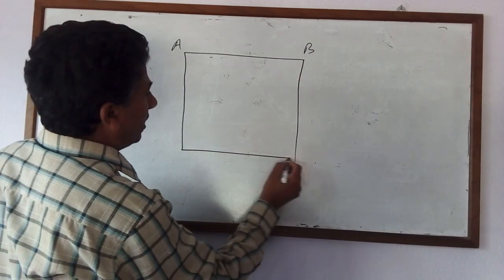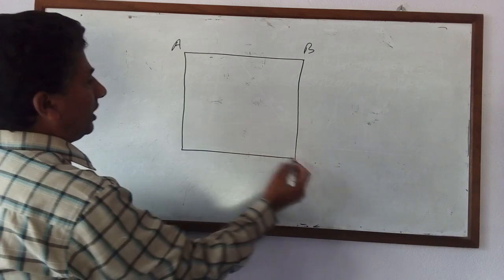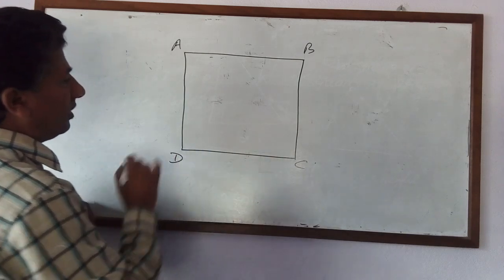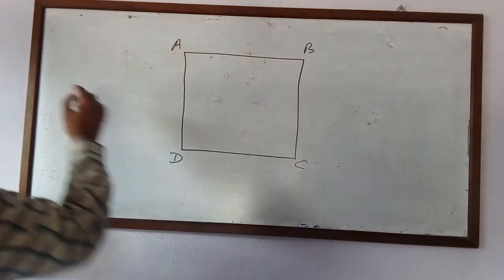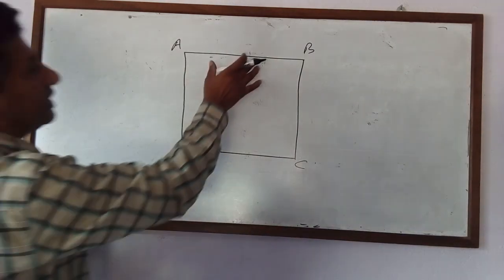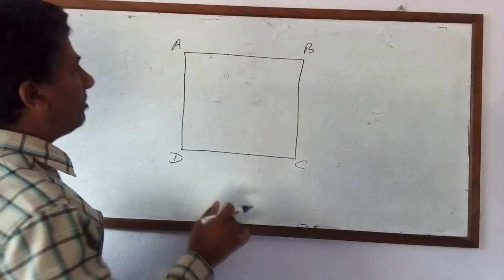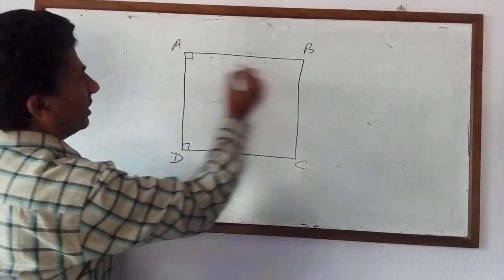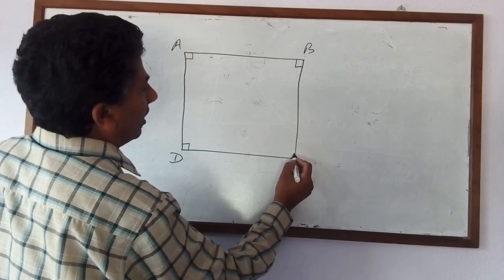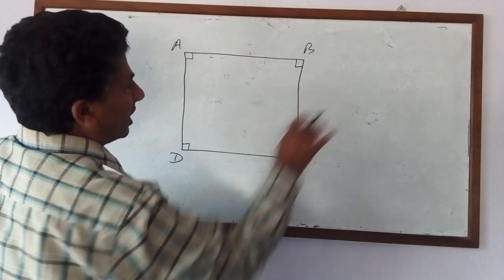In this square ABCD, I have taken a square ABCD. Its sides are AB, BC, CD. These are all equal. This square means each angle is 90 degrees and all sides are equal.